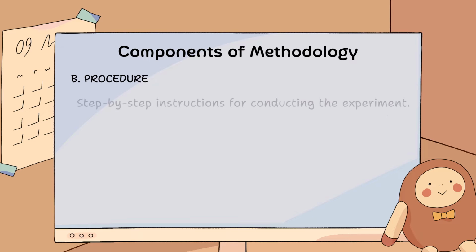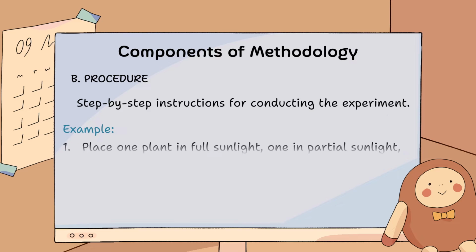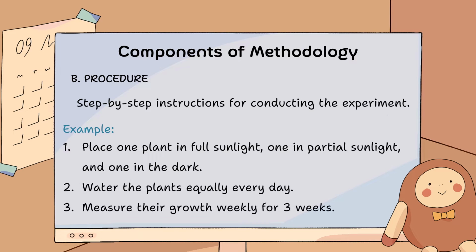Procedure. This means step-by-step instructions for conducting the experiment. Example: 1. Place 1 plant in full sunlight, 1 in partial sunlight, and 1 in the dark. 2. Water the plants equally every day. 3. Measure their growth weekly for 3 weeks.